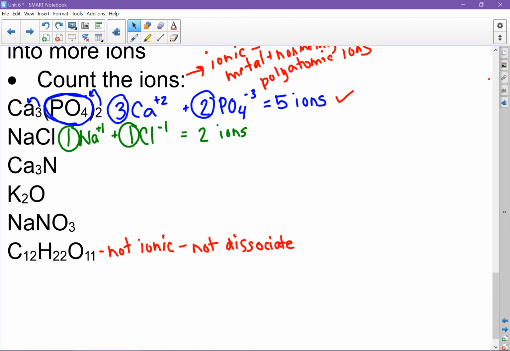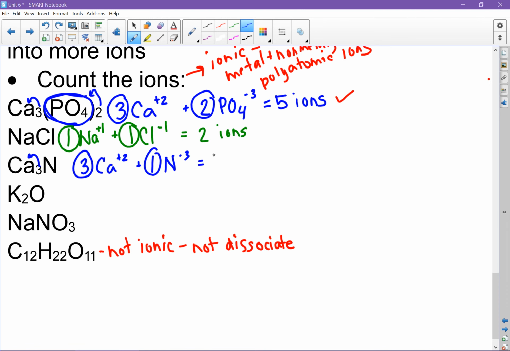Okay. If I look at Ca3N, I've got 3 of the calcium ions because of this. I've also got a nitrogen ion, which is a -3 charge, but there's only one of those. So if I have 3 of these and 1 of these, altogether I have 4 ions. So this one is still better than the NaCl, but not quite as good as the calcium phosphate, the Ca3(PO4)2.